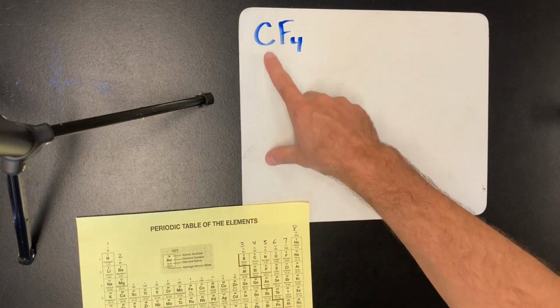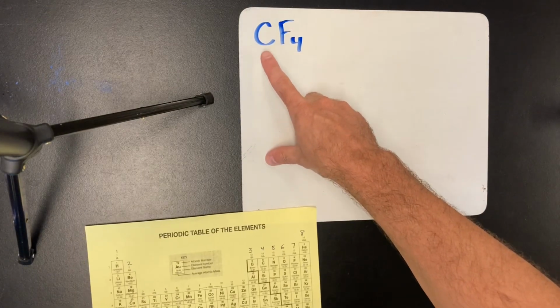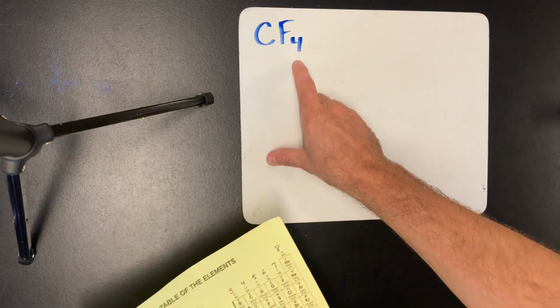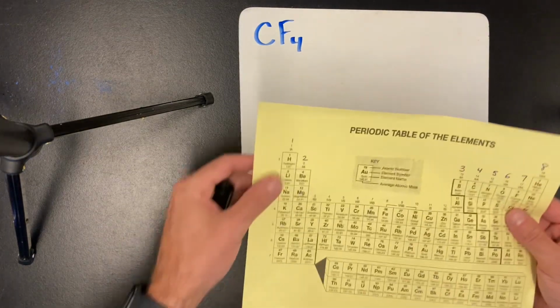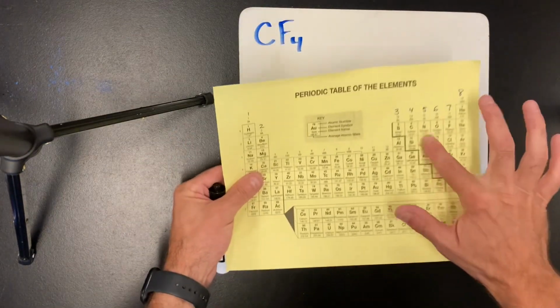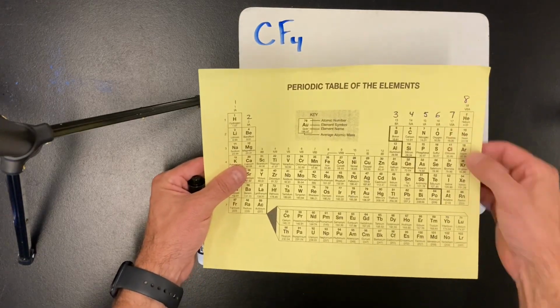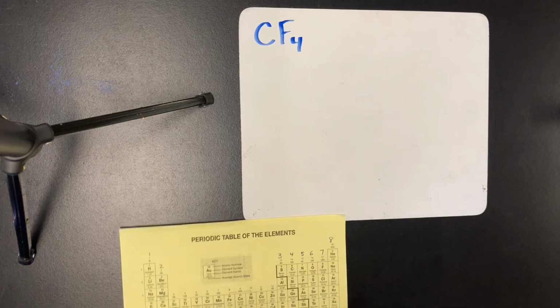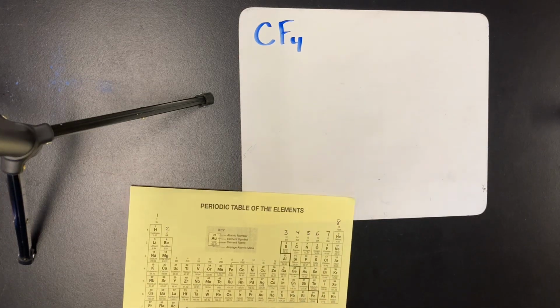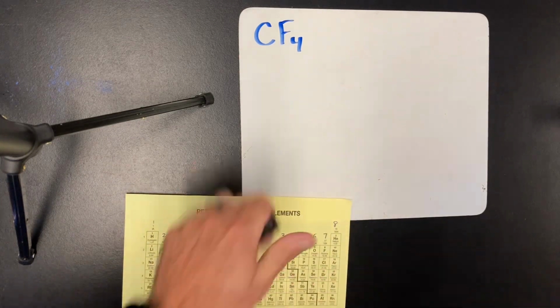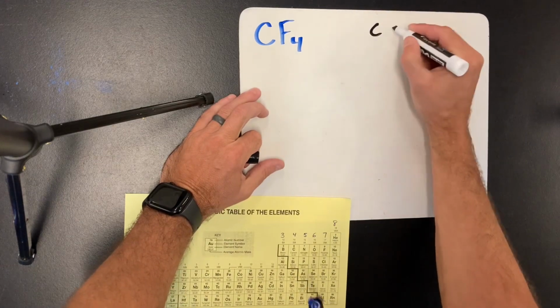All right, so I'm going to show you how to model CF4 as a molecular bond. We know this is molecular or covalent because carbon is a nonmetal and fluorine is a nonmetal, and so they're going to bond using shared electrons. All right, first step is figure out how many valence electrons we have to work with.